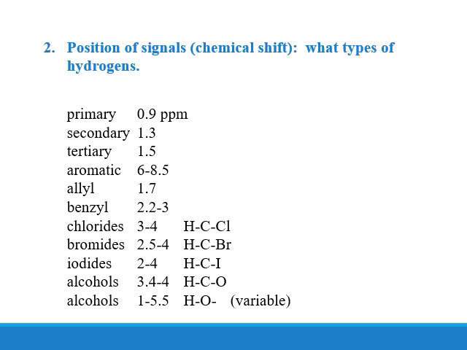So the position of the signals, in fact the chemical shift, is based on the environment of the hydrogens. For example, hydrogen which is bonded to a carbon which has an electronegative atom on it will appear between 3 to 4, or when that electronegative atom is oxygen, the NMR signal of that hydrogen will appear between 2.5 to 4.